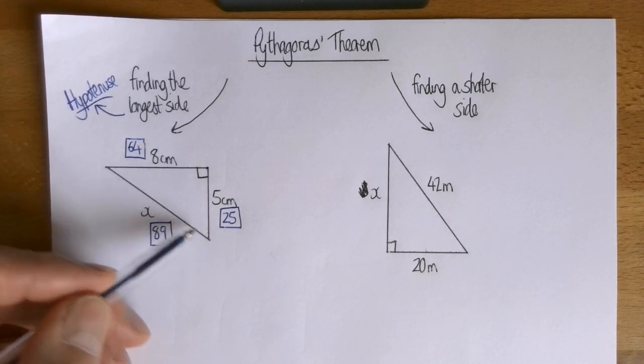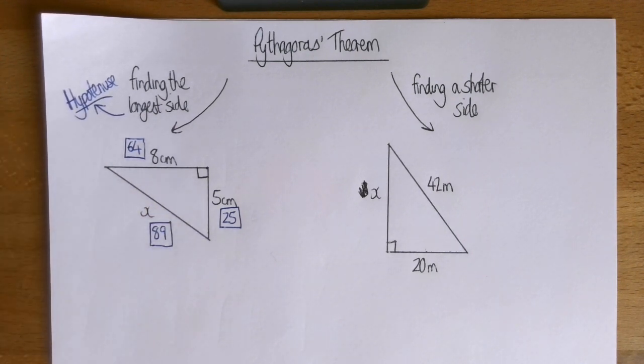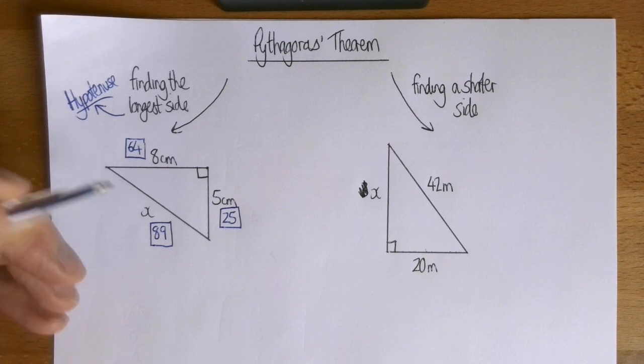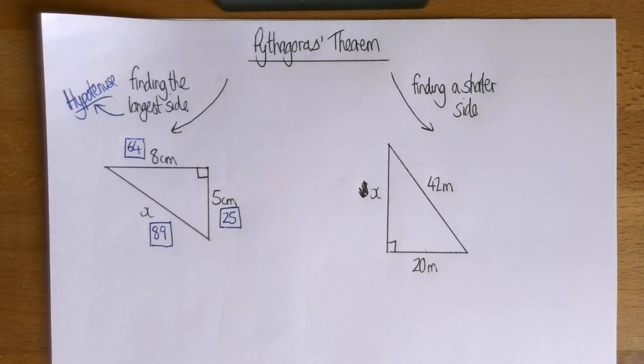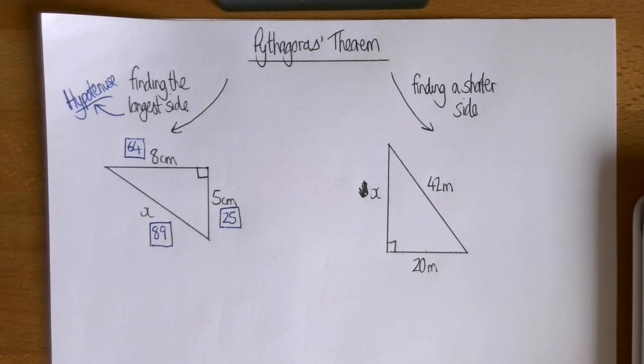89. So this side isn't 89 centimetres long. That's the square of the length. And so if I know the square of something and I want to work out the length itself, then I have to do the inverse operation. I have to do the square root.